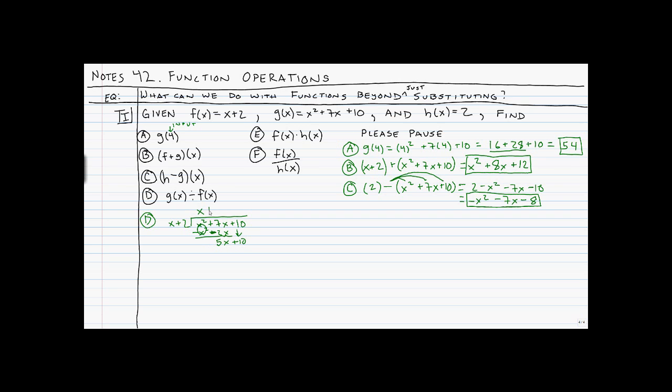X goes into 5x plus 5 times. So we'll get 5 times x is 5x. That's good. 5 times 2 is positive 10. Draw the line, change the signs. You get 0, 0. Oh, we get remainder 0. That's cool. That's because x plus 2 is a factor of x squared plus 7x plus 10. So in fact, our answer here to D is going to be x plus 5.